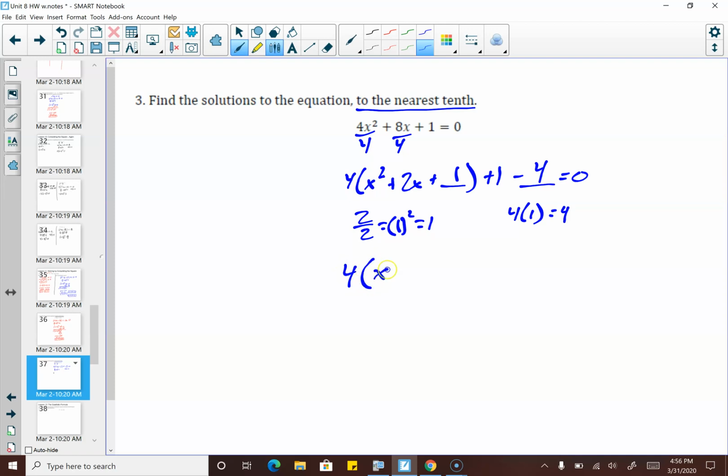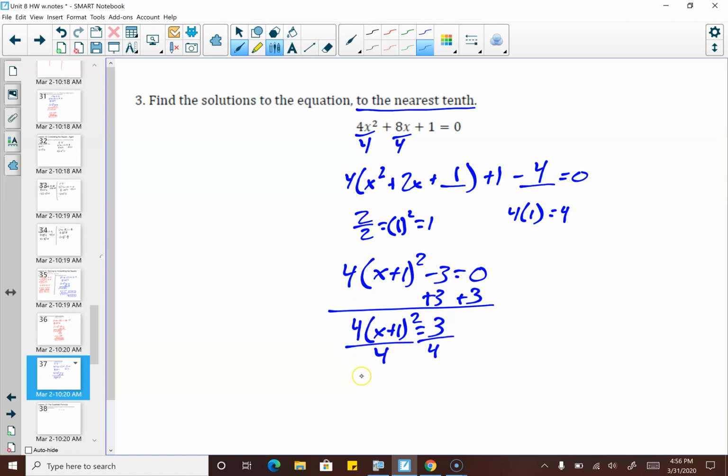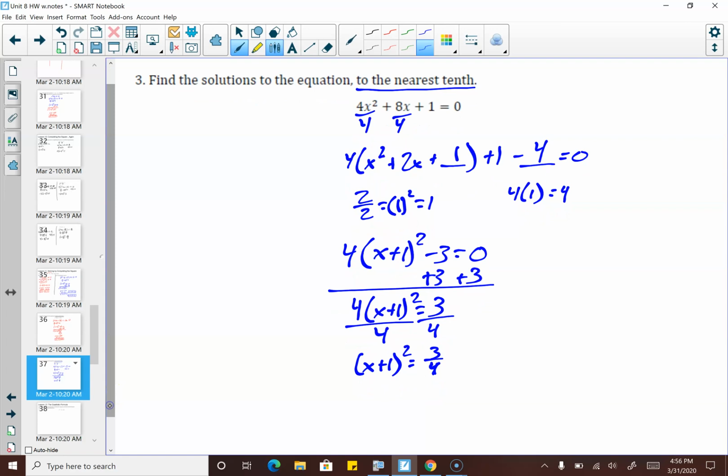4 out in front. X plus 1 squared in parentheses. 1 minus 4 is negative 3, and we're equal to 0. So now to start solving, we'll add the 3 to both sides. 4 parentheses x plus 1 squared equals 3. Divide everything by 4. x plus 1 squared equals, now, especially because we're going to end up rounding here, it really doesn't matter what you do with it. There's no reason to simplify or anything, so we're just going to leave it as 3 over 4. We'll square root both sides.